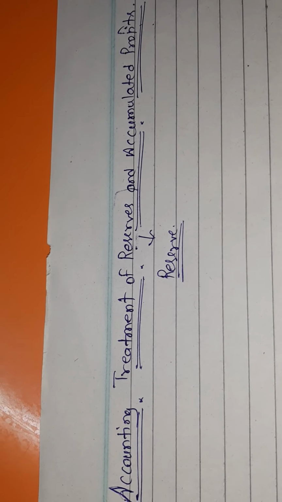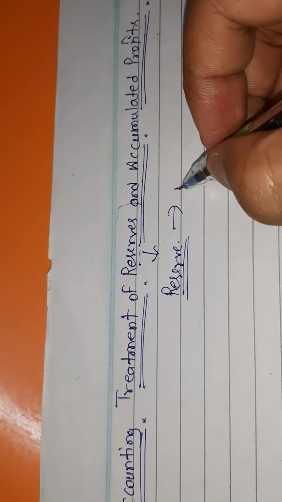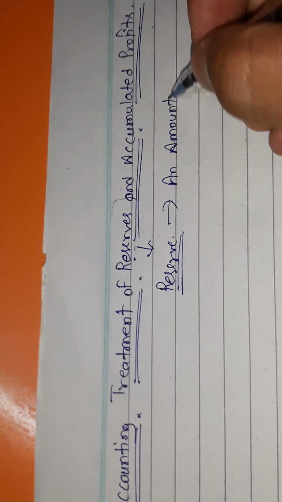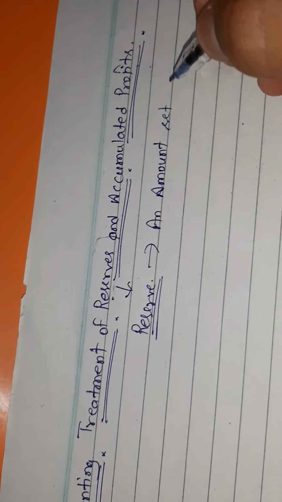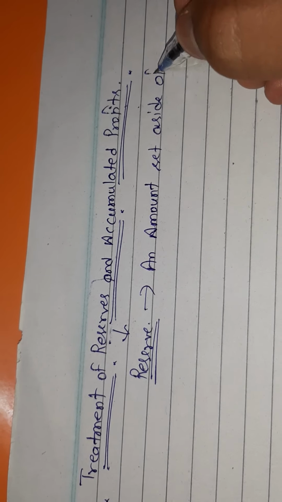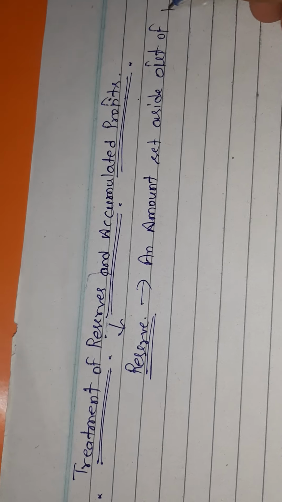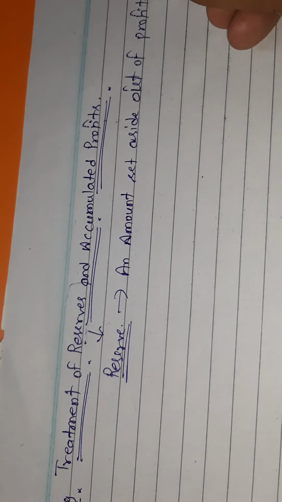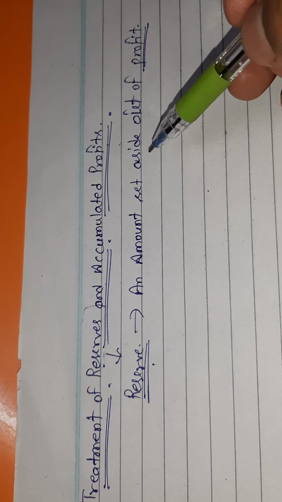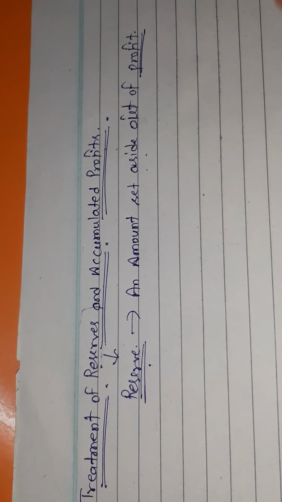Reserve is an amount set aside of profit, or you can say divisible profit. So reserve is the amount which we have to keep aside or set aside out of profit.